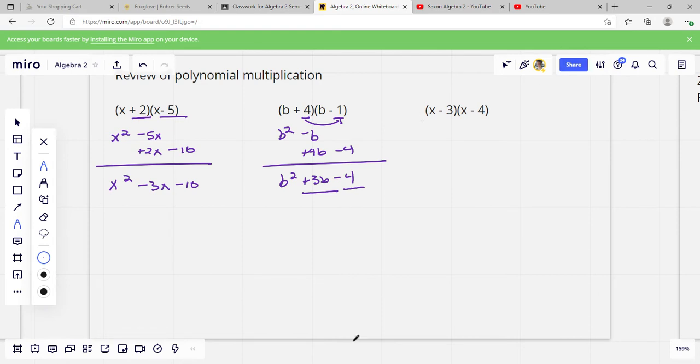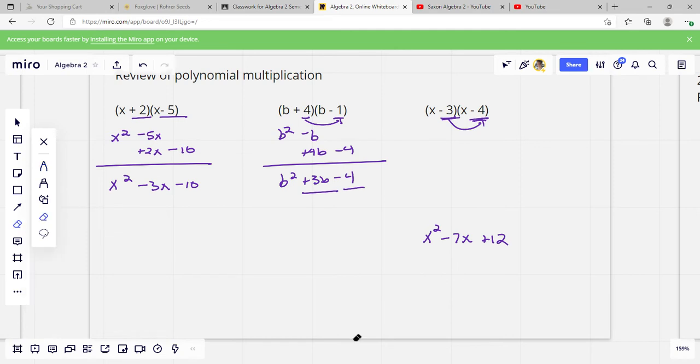Okay, let's see if I can work this one without actually rainbowing it. I'm just going to use the pattern. So the first term will be x squared. My second term, I'm going to add negative 3 and negative 4, and I'm going to get negative 7x. And then my last term, I'm going to multiply them. So negative 3 times negative 4 will be positive 12.